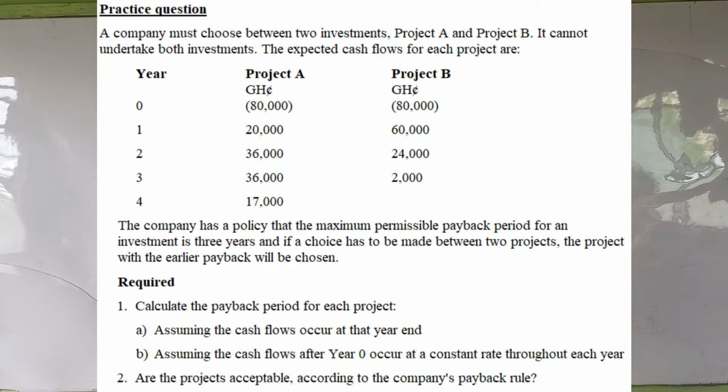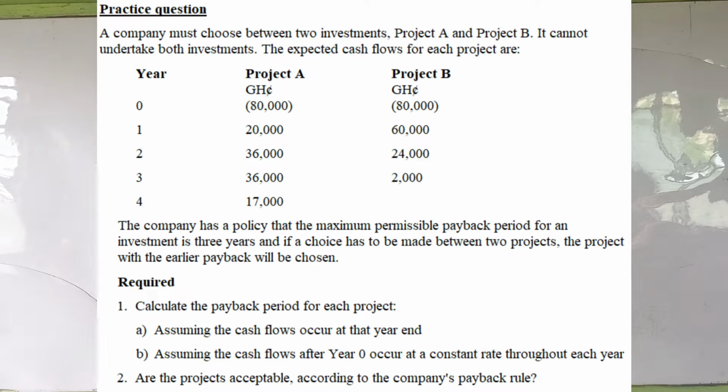A company must choose between two investments, project A and project B. It cannot undertake both investments. The expected cash flows for each project are: we have project A and B and years 0 to 4. I've already told you that the initial investment is always represented by year 0. So year 0 is 80,000 for both project A and B. Year 1, the cash inflows are 20,000 and 60,000 respectively, then 36,000 and 24,000, 36,000 and 2,000. And in year 4, only project A brought in some cash flows.